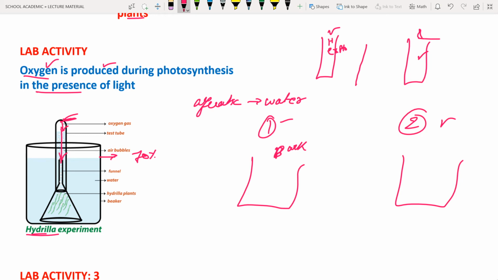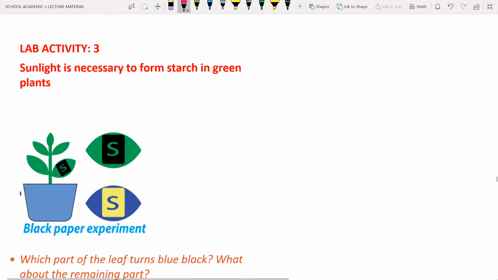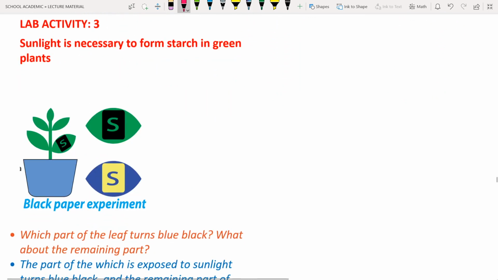And next is lab activity 3. So this is the black paper experiment. In this black paper experiment, we have to show that sunlight is necessary to form starch in green plants. So first we have to take the potted plant and we have to destarch it. How do you destarch the potted plant? Simple, in the previous lesson also we have discussed, put the potted plant in the dark room.